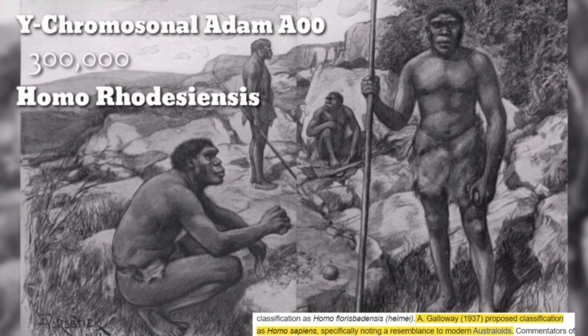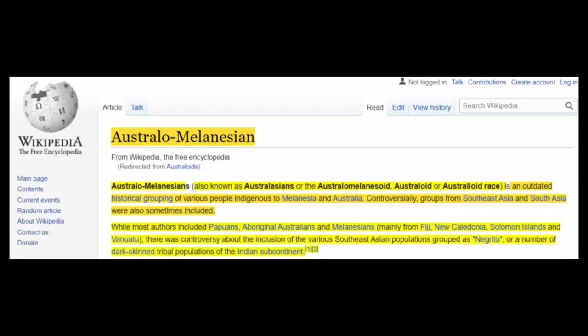Alexander Galloway in 1937 proposed classification as Homo sapiens, specifically noting a resemblance to modern Australoids. Australo-Melanesian, also known as Australasians or the Australomelanesoid, Australoid or Australoid race, is an outdated historical grouping of various people indigenous to Melanesia and Australia. Controversially, groups from Southeast Asia and South Asia were also sometimes included.